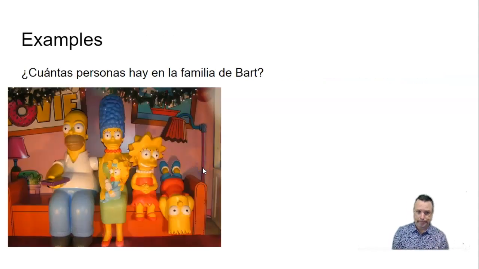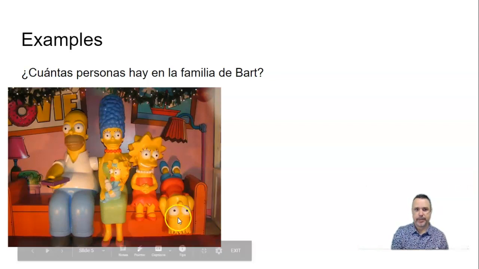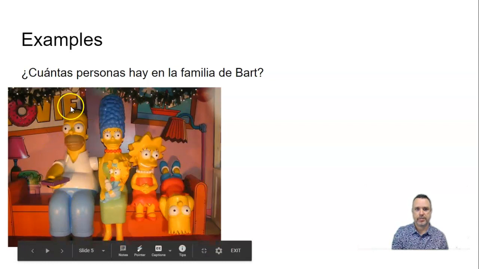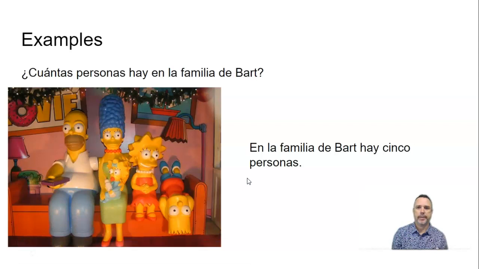So we've got some examples here. ¿Cuántas personas hay en la familia de Bart? Here's Bart. Y esta es su familia. ¿Cuántas personas hay? 1, 2, 3, 4, 5. Yeah, so our answer there is simply en la familia de Bart hay 5 personas. Remembering that we can change the order there. We can say this part first. We can say hay 5 personas en la familia de Bart. And that means exactly the same thing. Okay, let's have a look at another example.